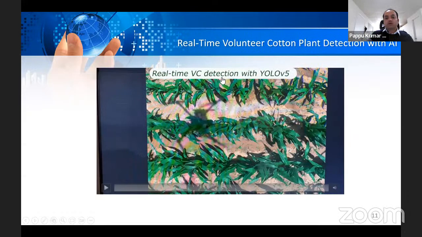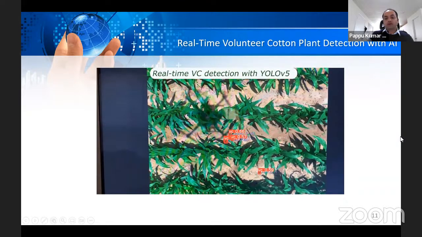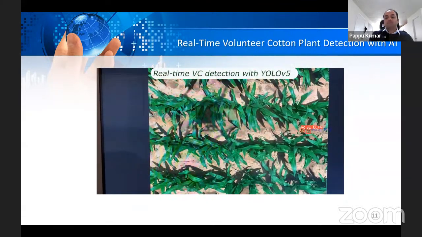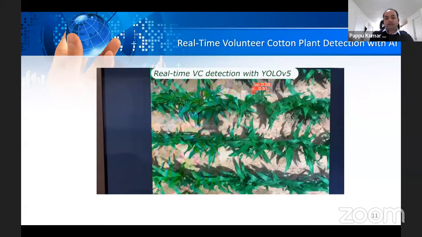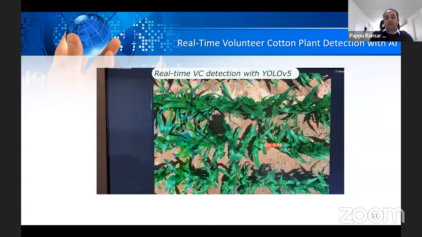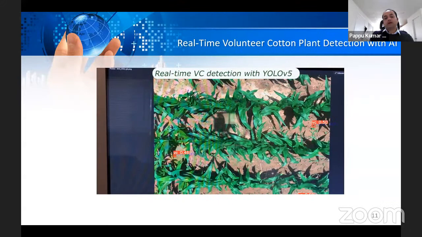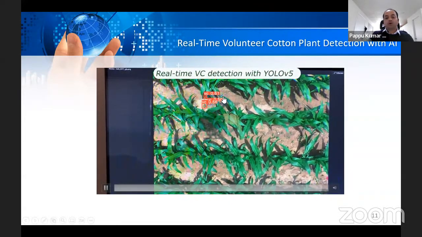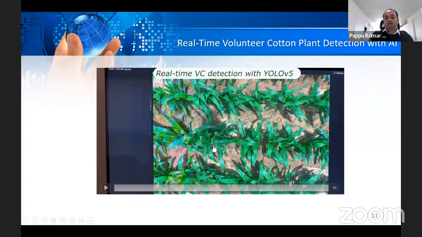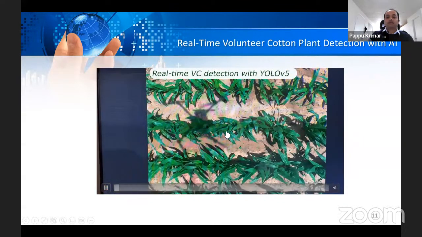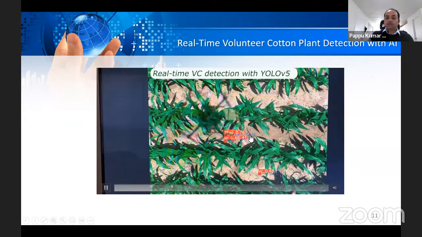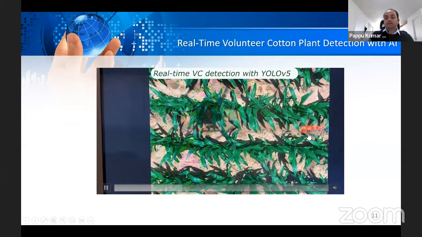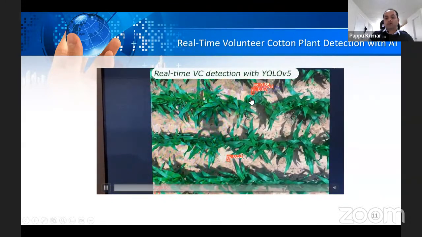So I'm going to show you a demo of how the real-time detection looks. I'm just going to play the video. What you are seeing here is that we stacked images together to create real-time imaging, and then we ran our trained model. The red boxes are where the model is detecting those volunteer cotton plants, with a confidence score showing how confident the model is. And you can see in the blue text, they are the central coordinates of the bounding boxes.